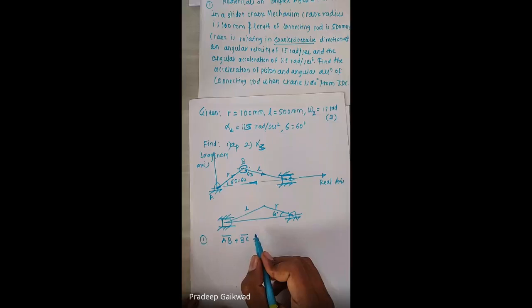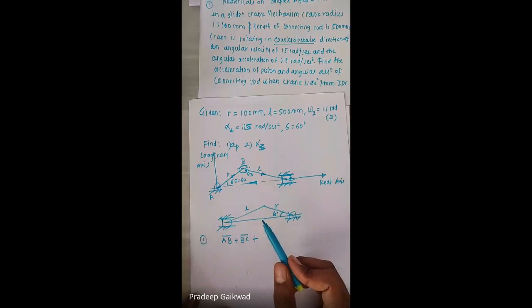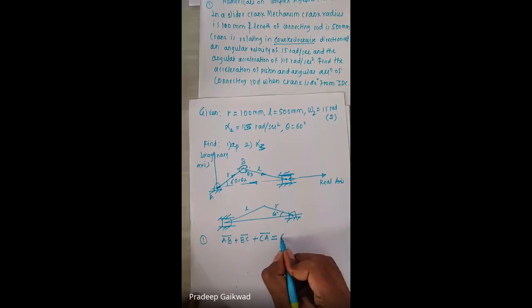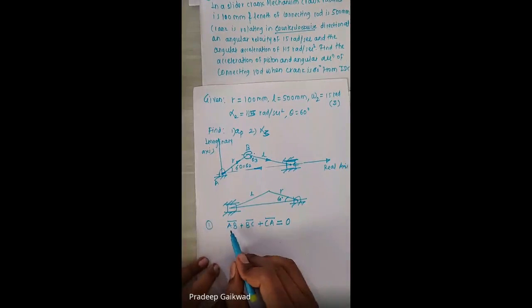plus, what is it? Yes, everyone, vector CA. Is it AC or CA? CA. AB plus BC plus CA, just proceed in order, is equal to 0. So the first step is to apply the loop closure equation. Now, vector AB plus BC plus CA is equal to 0.